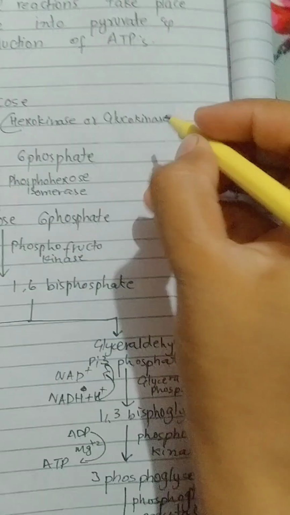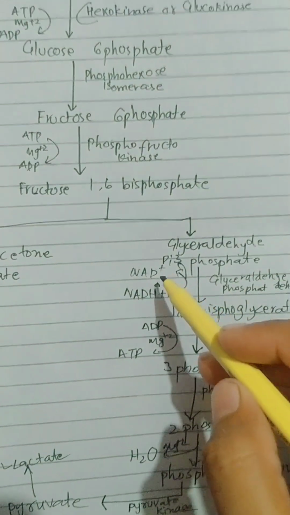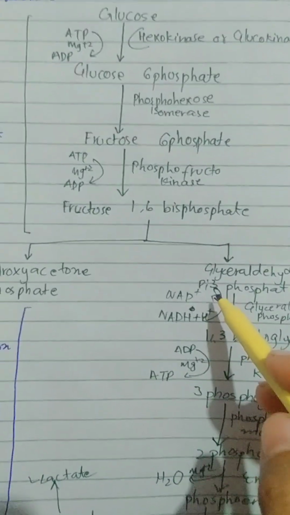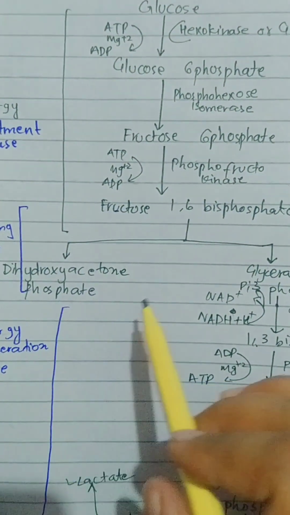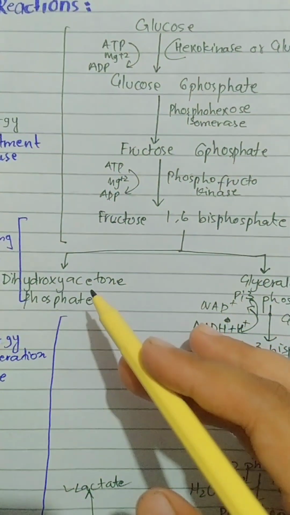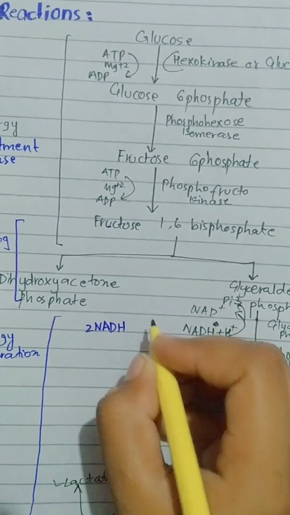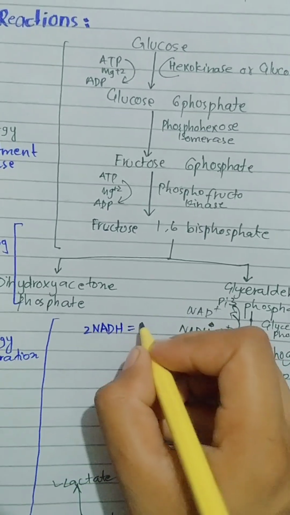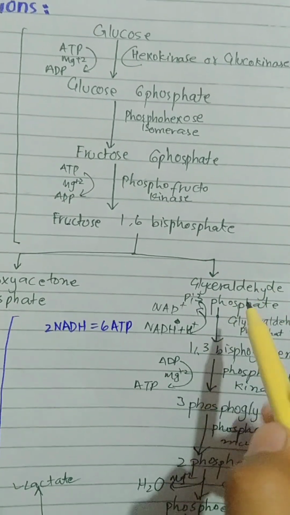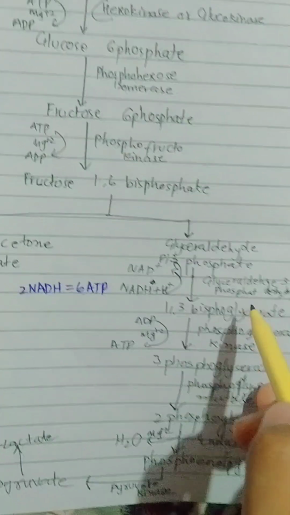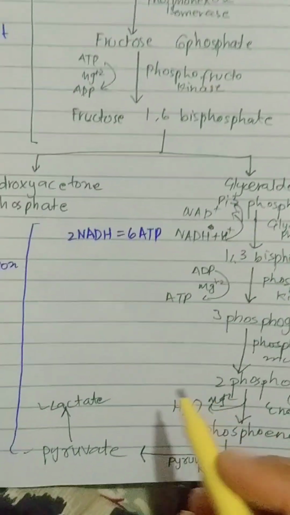In the whole reaction, 2 NADH are produced, one from glyceraldehyde 3-phosphate and one from dihydroxyacetone phosphate. That is 2 NADH, which is equal to 3 plus 3, 6 ATPs. The next is 2 ATPs from glyceraldehyde 3-phosphate, at the step of 1,3-bisphosphoglycerate into 3-phosphoglycerate, and the other at the pyruvate step.